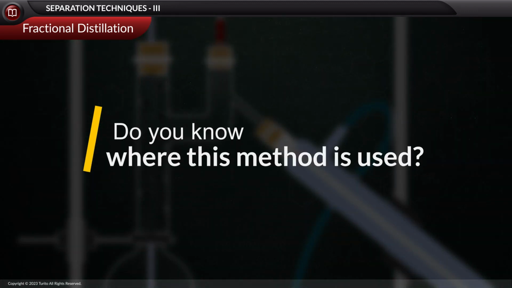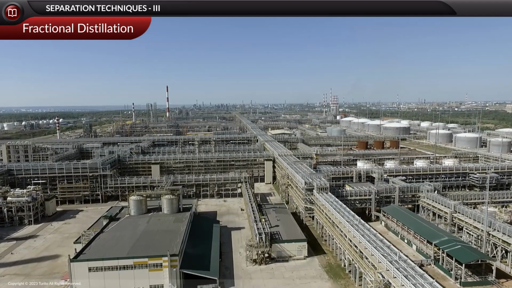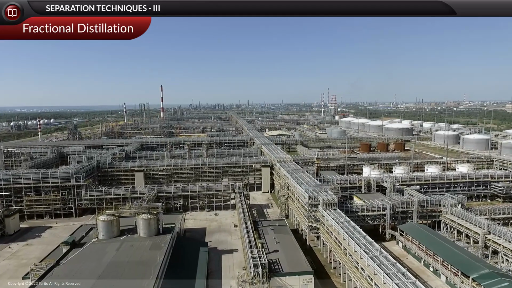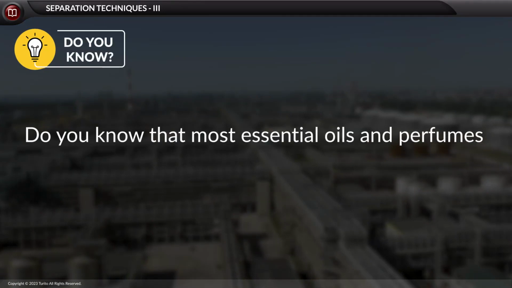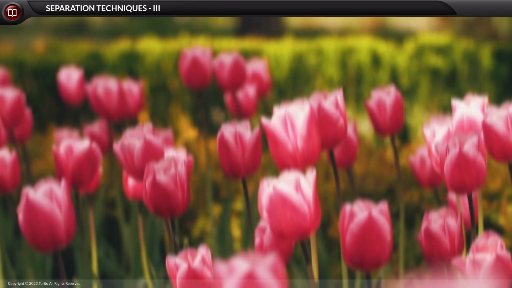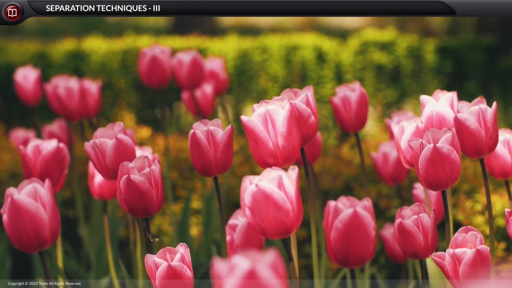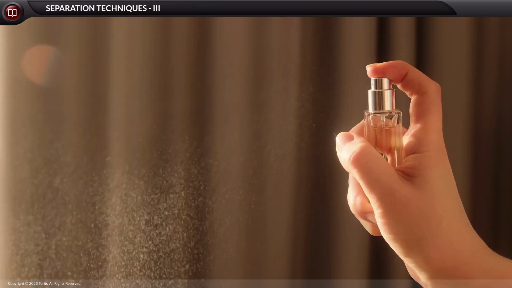Do you know where this method is used? Fractional distillation is used for petroleum refining. Before going to the next method, let me ask you a simple question. Do you know that most essential oils and perfumes acquire their aroma from popular fragrant flowers? Yes. The flowers have the ability to secrete sugary and fragrant exudates, which serve as raw materials to produce perfumes and various essential oils.